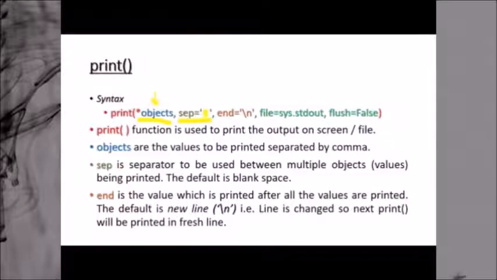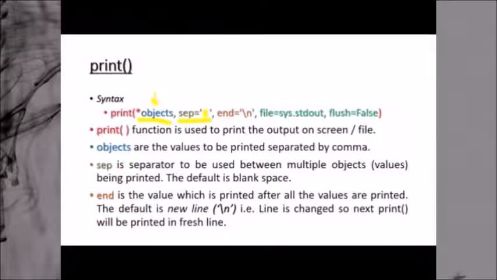Then end. What will happen at the end of the print statement when all the objects have been printed? This will be printed. It means the line will be changed. Line will be changed means your next print statement will be printed from a fresh line. So this is the new line, and the print statement will end with \n. If you want to change it, you can change it.